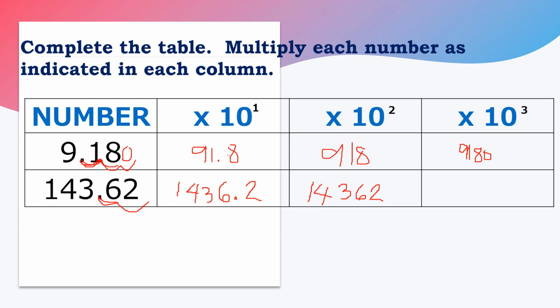Paano kung i-multiply naman siya sa 10 to the power of 3? So, simula decimal point, bilang tayo ng tatlo. So, 1, 2, 3. At dahil sa ikatlong bilang ko ay walang number, lalagyan natin ng 0. So, ang sagot natin ngayon ay 143,620. Okay, ganun lang kadali ang gagawin mo sa Learning Task 3.